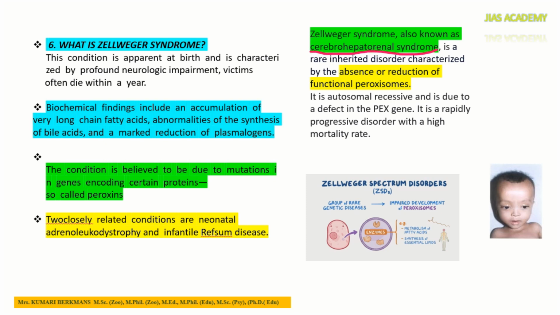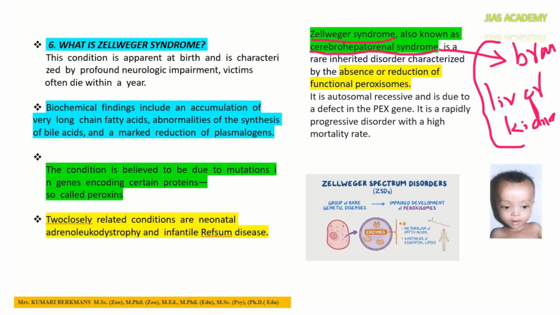What is the other name of Zellweger syndrome? The other name is cerebrohepatorenal syndrome. What are the organs affected by this syndrome? The first organ is the brain, the second organ is the liver, and the third organ is the kidney. When these three organs are affected, naturally life will end. So the child's life comes to an end within a year.